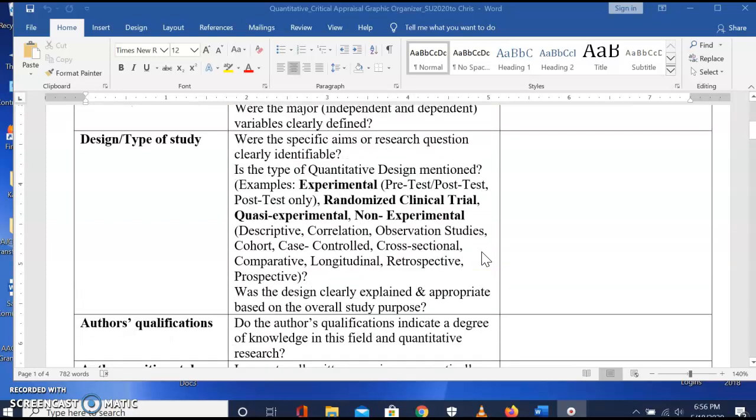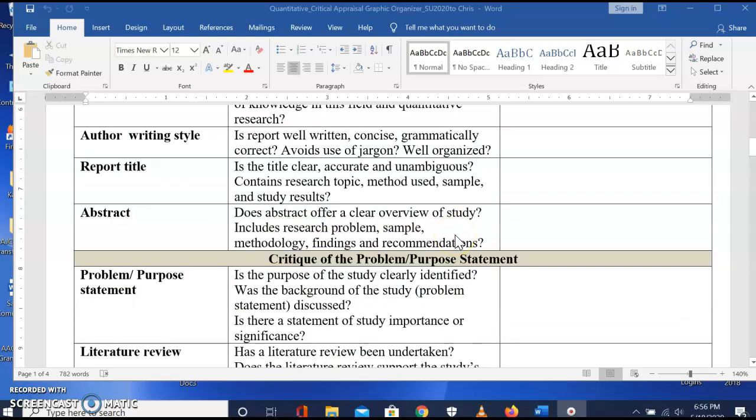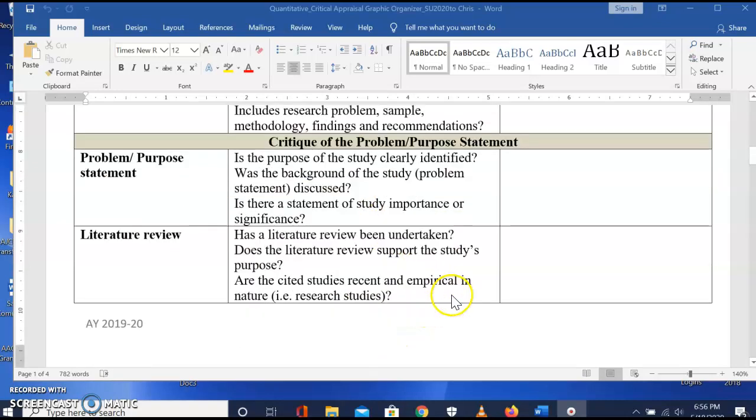We also have you looking at the same things that we had you look for in the qualitative: the author's qualification, the abstract, the report title. Again, the same kinds of things here for the purpose statement and the importance of the significance. And then under the literature review, did the authors look at what was known and what was not known by using a literature review? And does this literature review support the study's purposes?